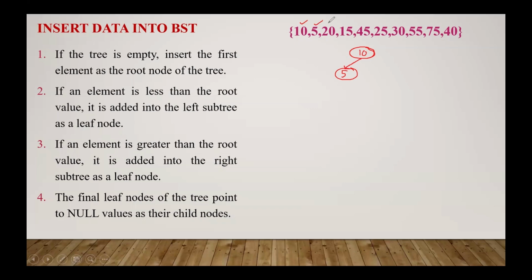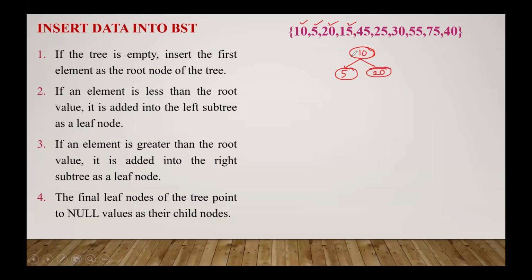Next element 20. Is the tree empty? No. Is the element less than the root? No. If an element is greater than the root, then add it to the right subtree as a leaf node. So 20 is greater than 10, so we make 20 a leaf node, or child, or a subtree.